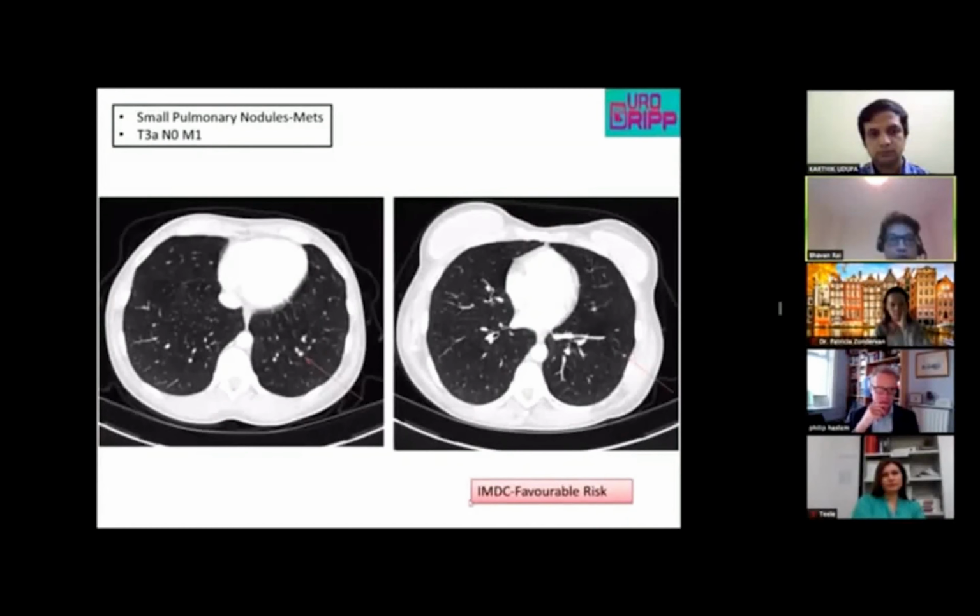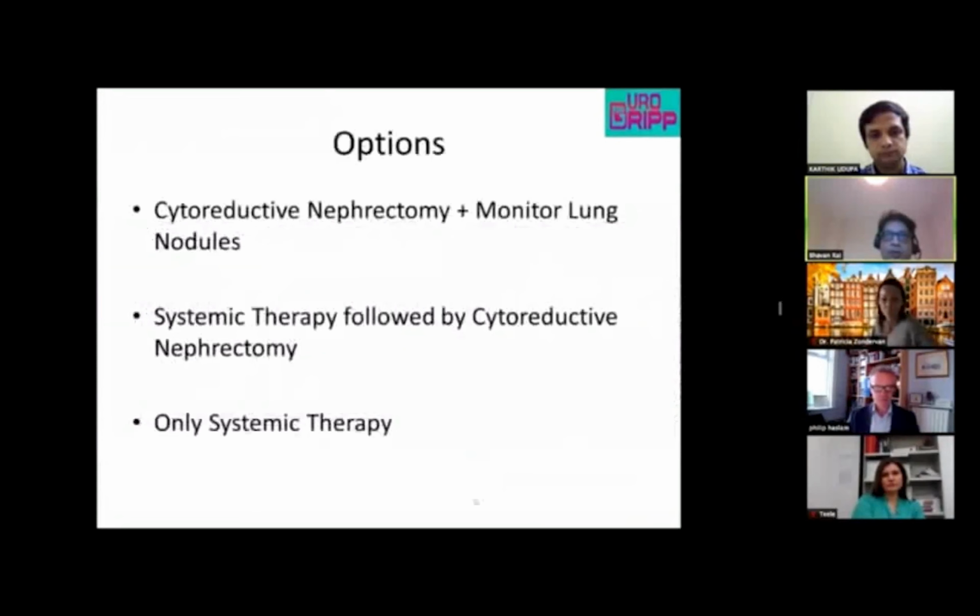So Phil, would you like to just quickly comment on that? Yeah, so you've got a couple of small pulmonary nodules. They could be metastatic. You don't know whether they're pre-existing. It could be unrelated to this renal tumour, but obviously they're suspicious. So we looked at her old scans, and these were new, and we felt that they were likely to represent small volume mets.